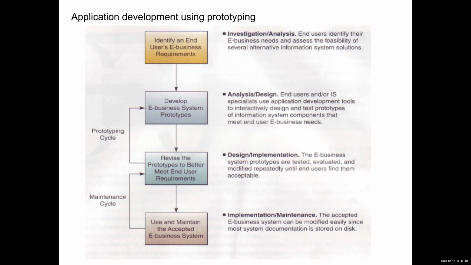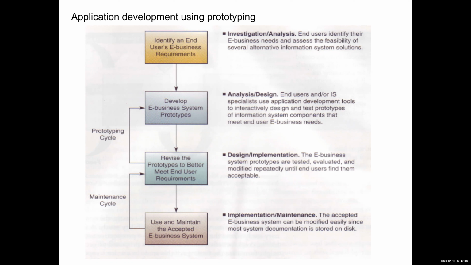So end users and information system specialists use application development tools to interactively design and test the prototypes of information system components that meet the end user's e-business needs. Now, what happens then? After that, you continue to revise the prototype to better meet the end user's requirements. So your initial prototype might not be exactly right. So what you do is you refine that prototype using an iterative process.